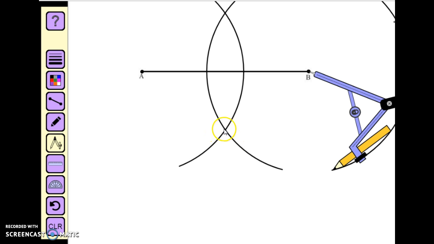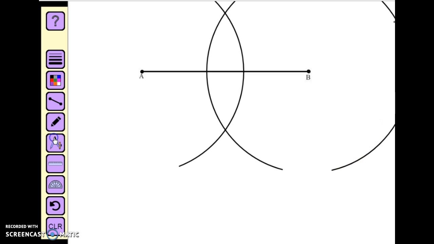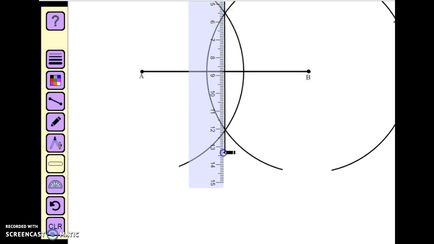What you should be looking for is the intersection over here and over here. So there should be 2 intersections, which conveniently will be in the center of your figure. Then your last step is to take your straight edge and draw a line that goes through both intersections. So here we go.